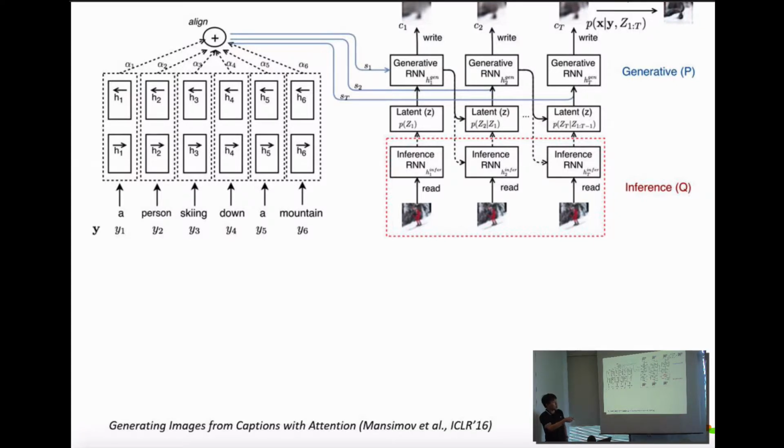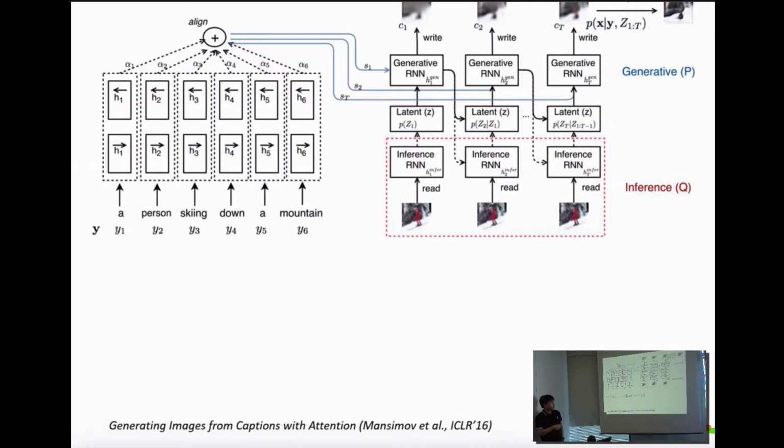So here we have an RNN as an image generator. At each time step, they look back to the text to decide which word inside the text to focus on in order to generate the canvas to write to the image. They use the attention mechanism here.